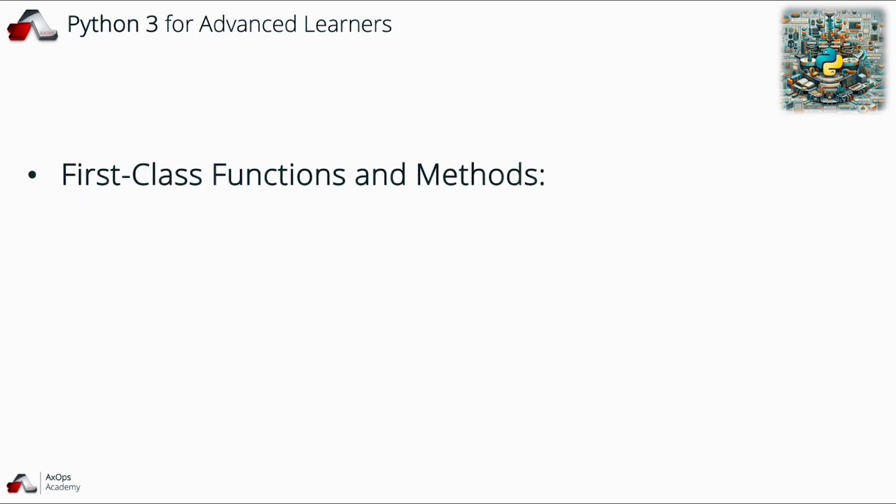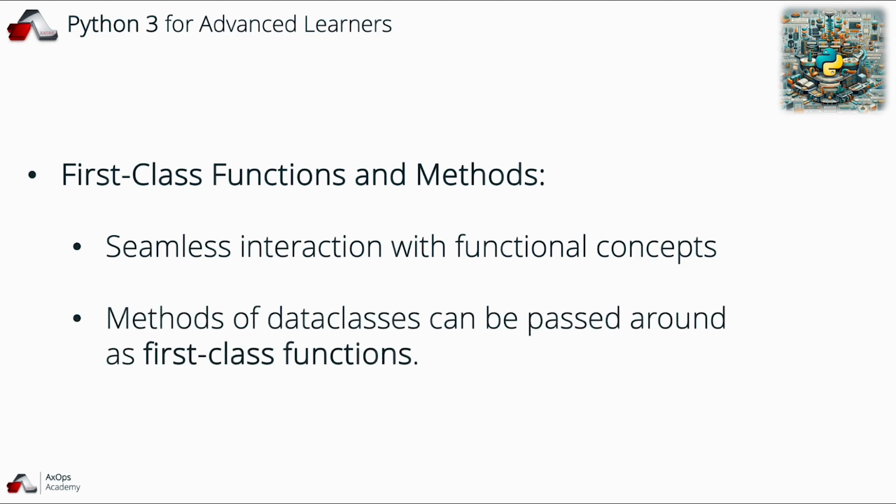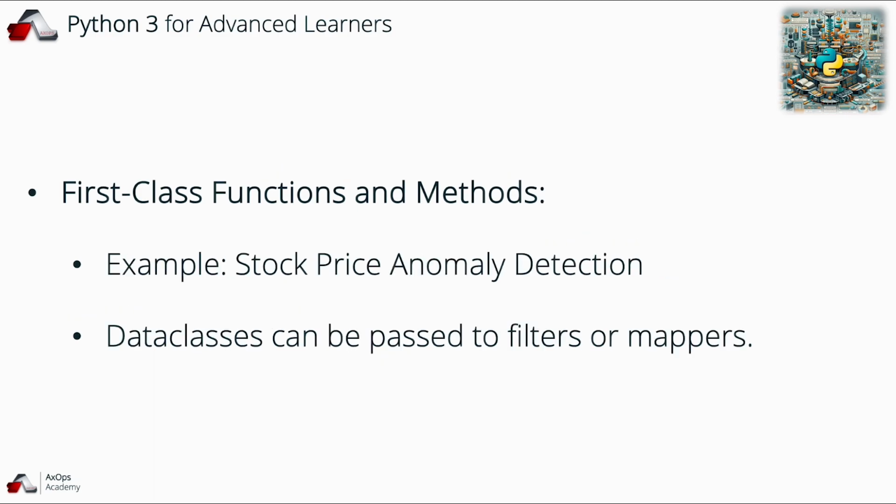While data classes are inherently object-oriented, they can seamlessly interact with functional programming concepts such as first-class citizens and higher-order functions. Methods of data classes can be passed around as first-class functions. For instance, in stock price anomaly detection, methods of a data class representing stock information can be used in conjunction with higher-order functions to process and analyze data in a functional style.